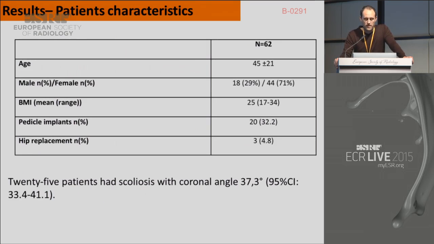62 patients were included. 20 had pedicle implants and 3 had hip replacement. 25 patients had scoliosis with a mean angle of 37 degrees.